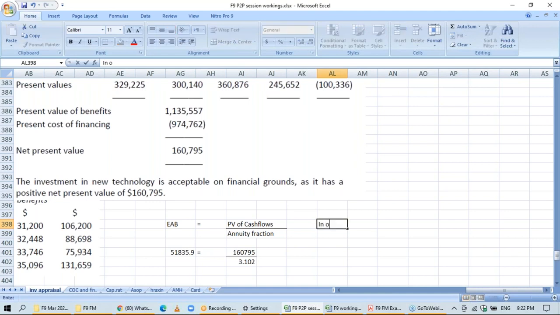Now, in order to select the best replacement cycle, this equivalent annual benefit will be compared with alternative options involving less than or more than 4-year life cycles.